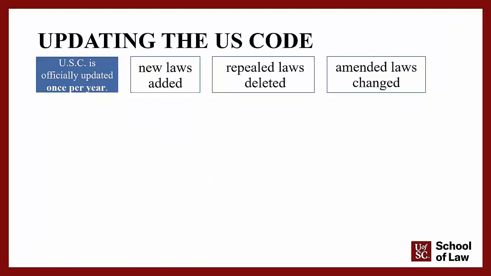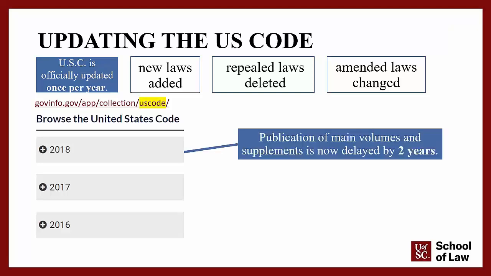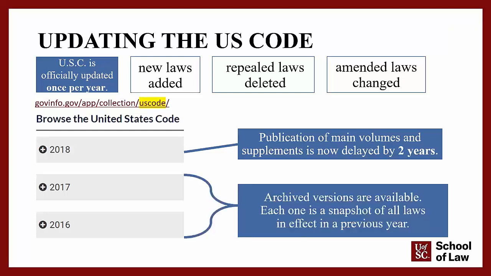The United States Code is officially updated once a year. That's the version that I've been showing you on govinfo.gov. That's the PDF version. Notice how it's updated once a year, but we're 2 years late already because it's 2020 and their latest is 2018. And they do have those archived versions available. So if you need that snapshot of what was in effect in a previous year, you can find that online as well.